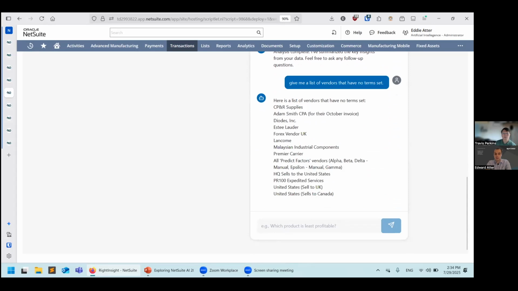I also want to see, give me a list of vendors with the top, what are the vendors with the five highest outstanding balances? And I'll tell it to give me that in a table.